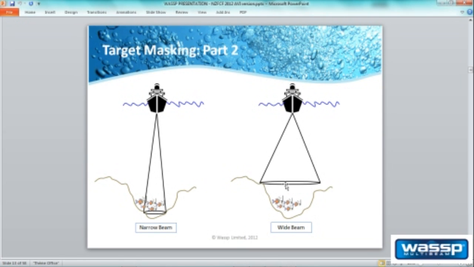So this is why your cheaper, lower cost transducers and sounders cannot see into holes, because the beams are simply too wide. Narrow beam is better. And once again, with the WASSP, because we've got this 120 degree swath made up of 112 beams, we can see in each little quadrant exactly what's going on in these holes.